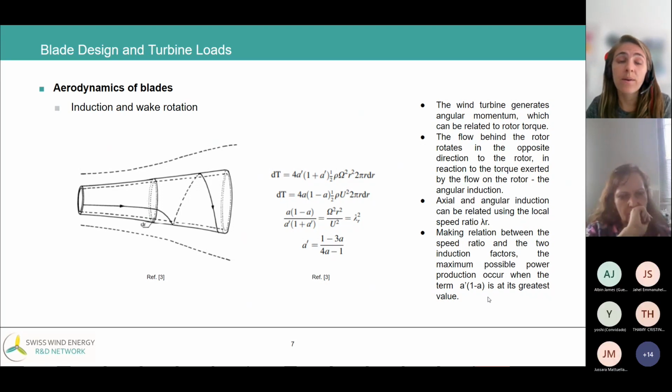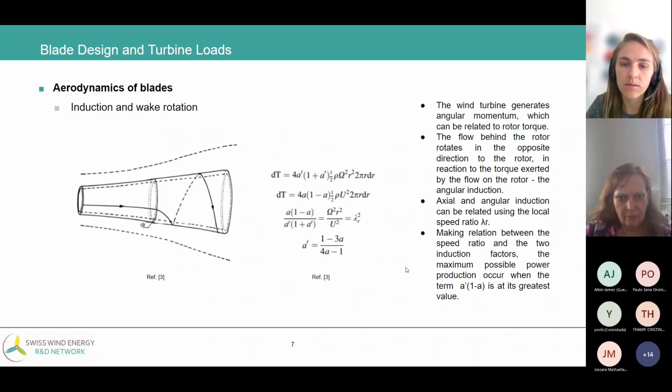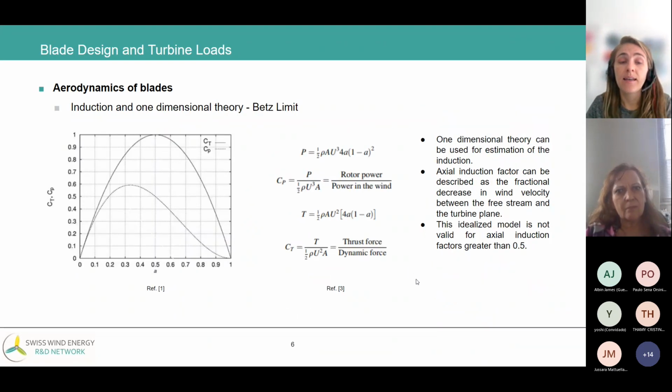Yes, as I was, let me just go one back here. I went too fast and didn't explain these equations properly. But this is how we calculate the Betz limit and how we define the maximum power coefficient that we can have in a turbine.